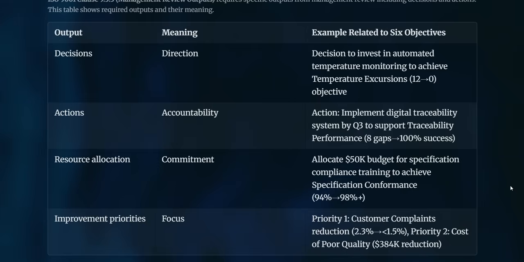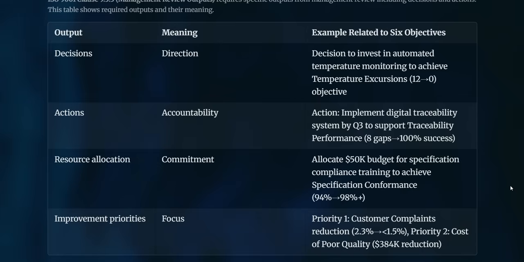incidents per year to zero. The second output from the management review should be actions, and actions mean there is accountability. Example actions related to our objectives include implementation of a digital traceability system by Q3 to support traceability performance by eliminating 8 gaps and ensuring 100% success.